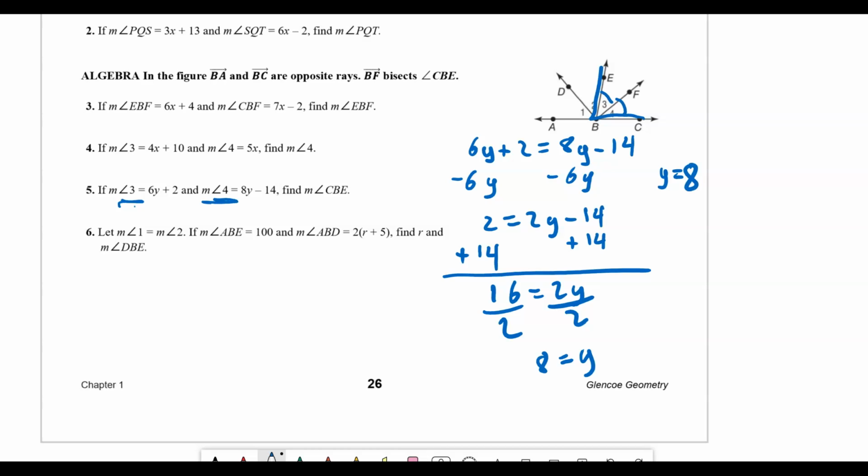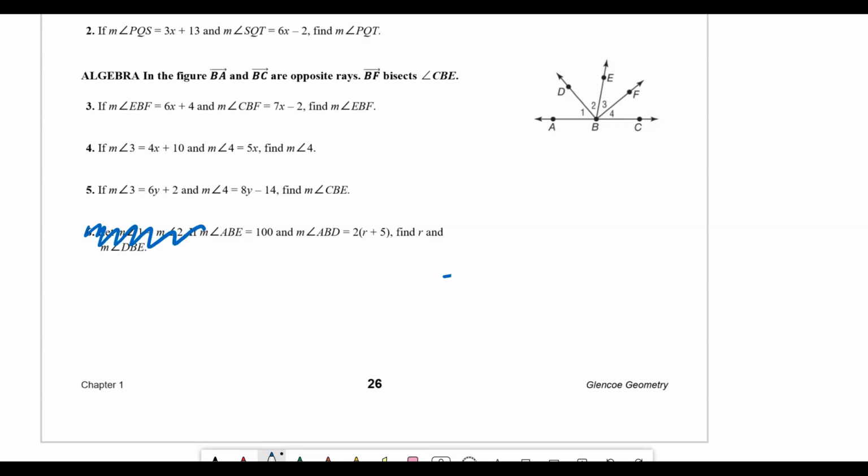Now let's be careful here. They're asking us for this whole angle. So if I plug y equals 8 into either one of these equations, I should get the same thing. 6 times 8 plus 2, I get 50. And over here I get 8 times 8 minus 14, I also get 50. Well, that tells me angle 3 and angle 4 are both 50. So what would be the measure of angle CBE? That's what they're asking us for. Okay, what's the measure of angle CBE?